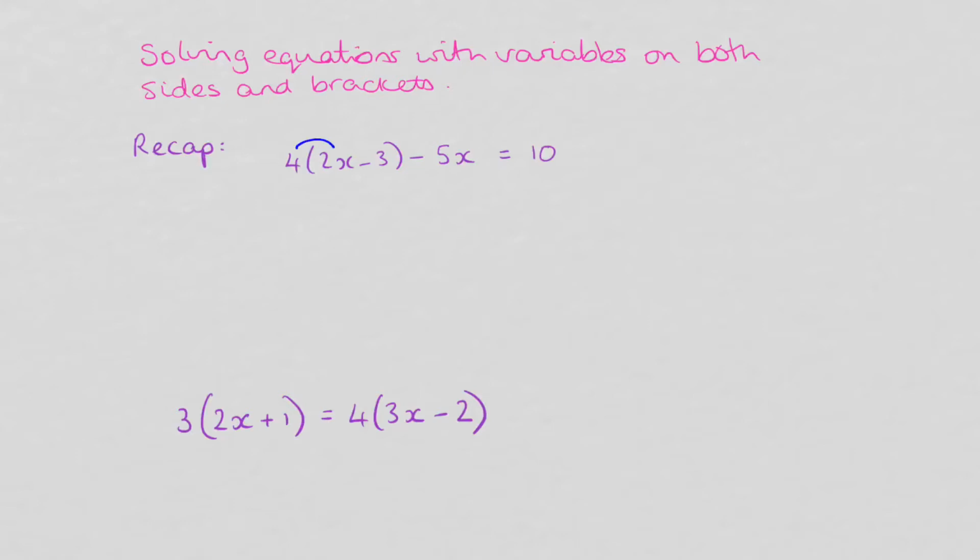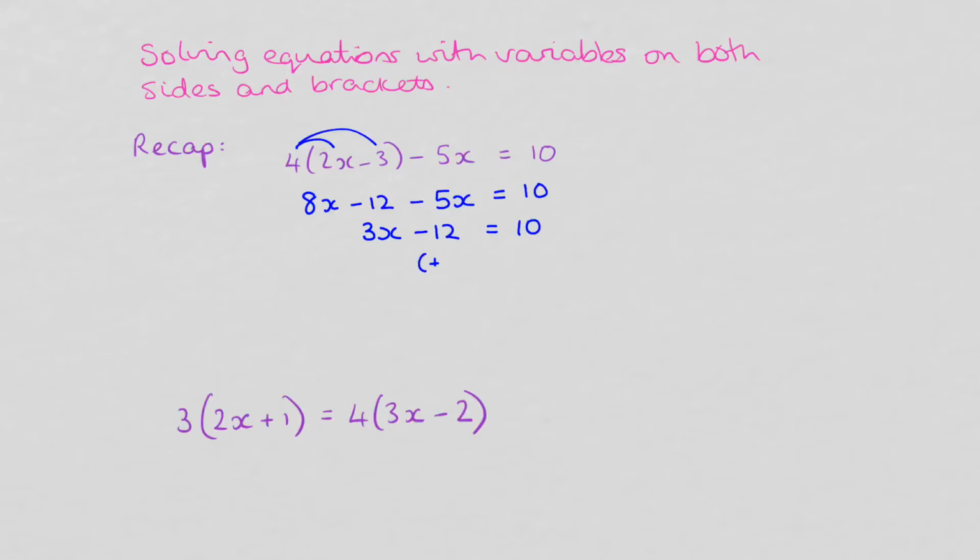So we're going to do 4 times 2x is 8x. 4 times negative 3 is minus 12. And then we've still got this minus 5x. So that has to be equal to 10. And then we need to tidy up a little bit. So we've got 8x take away 5x on the left-hand side, so that's 3x. And we've still got minus 12, and that's going to be equal to 10.